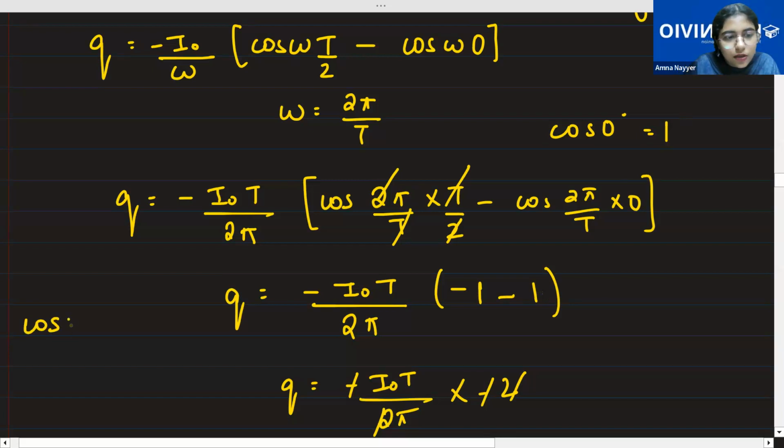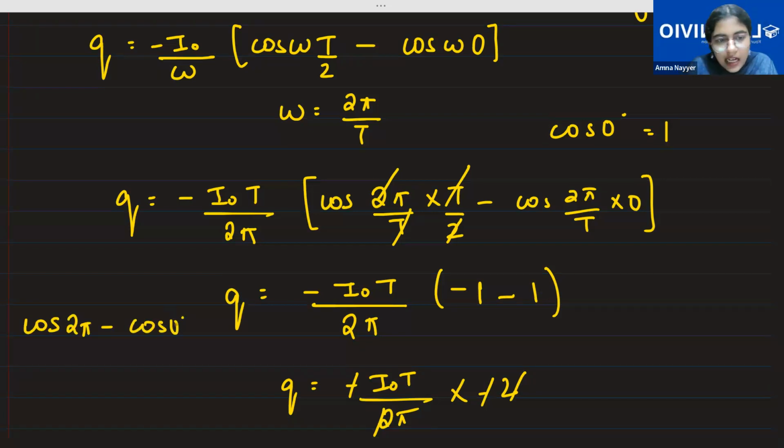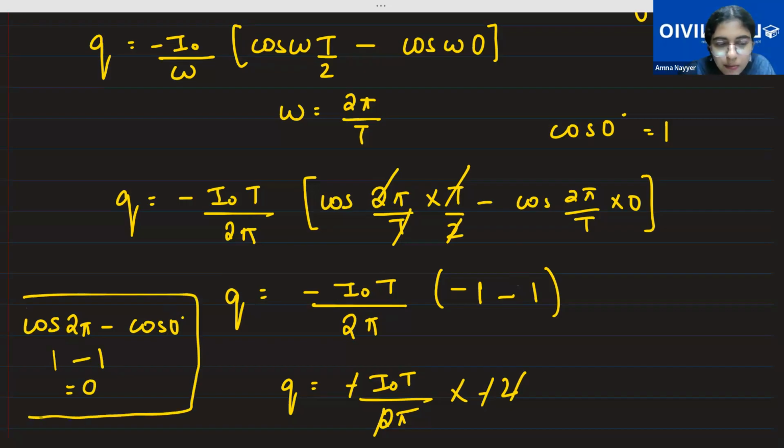See, cos 2 pi minus cos 0 degree was left. I thought it was 4 pi, that's why I wrote it. Cos 2 pi is 1, cos 0 degree is also 1. So 1 minus 1 was equal to 0. That's why when you multiply, charge was 0 and current was 0. Okay, just write this, Jovita and Muniba, in the previous part. I think by mistake I've written this as 0 minus 0. I wanted to write 1 minus 1 as 0.